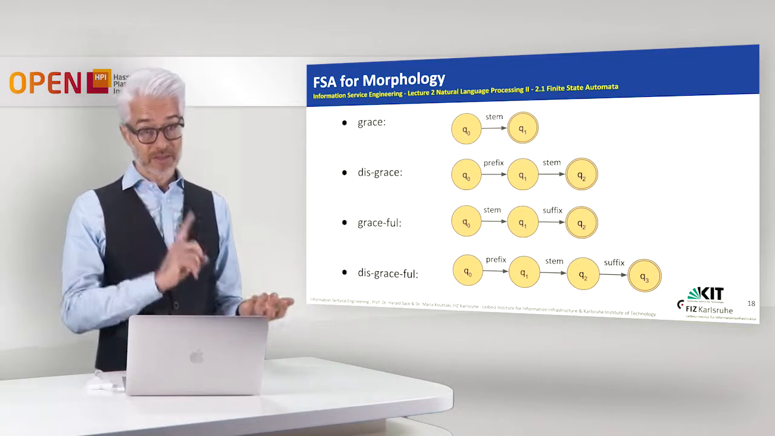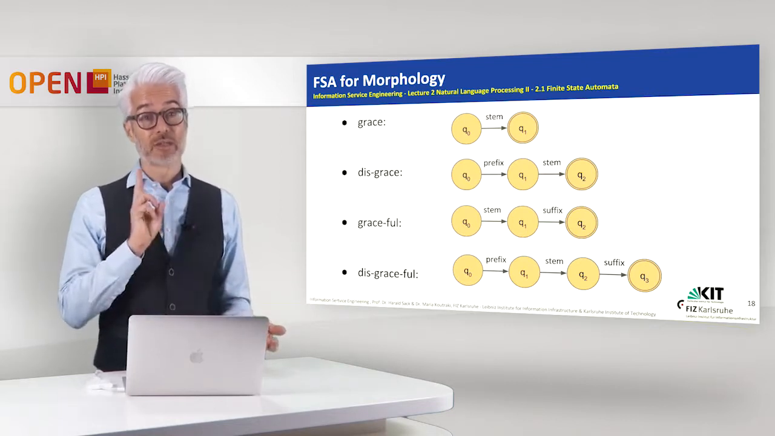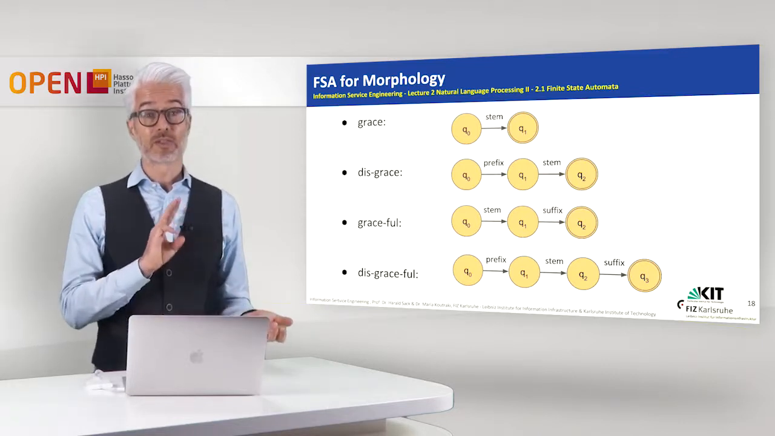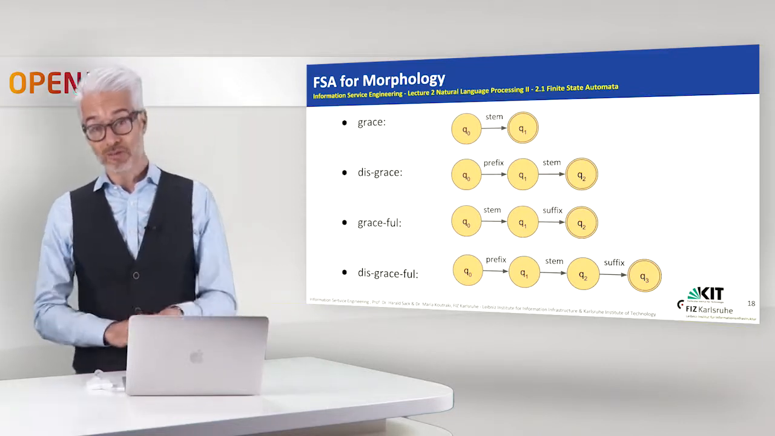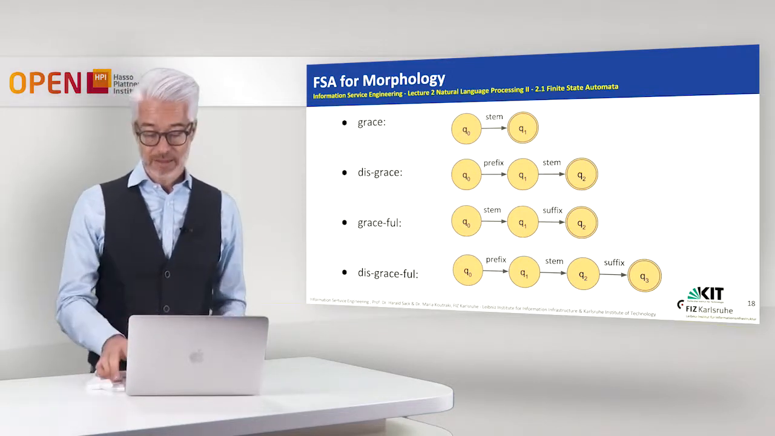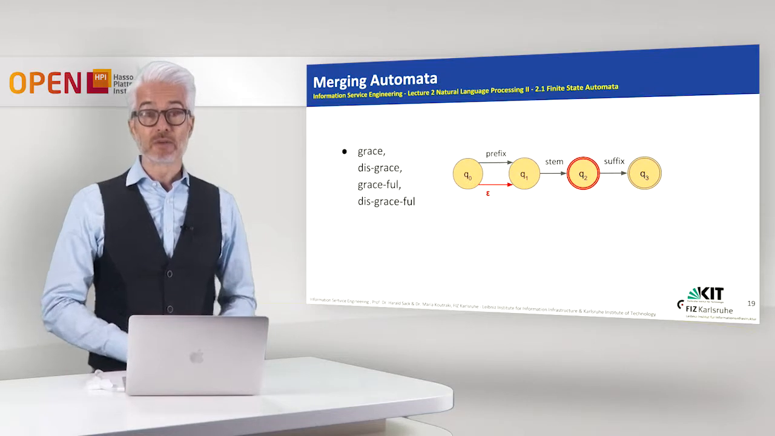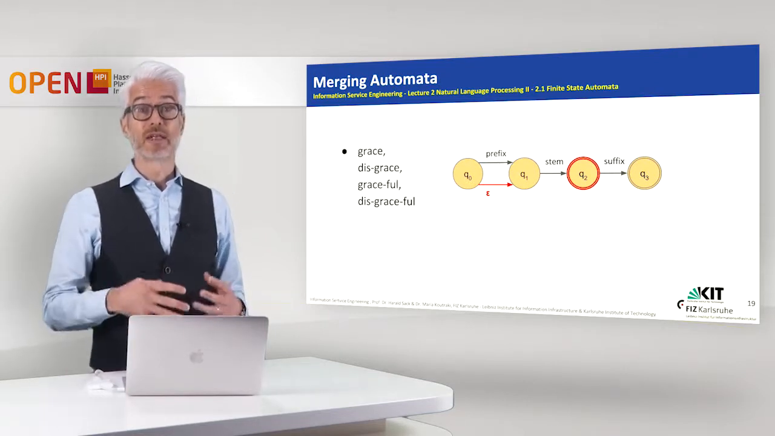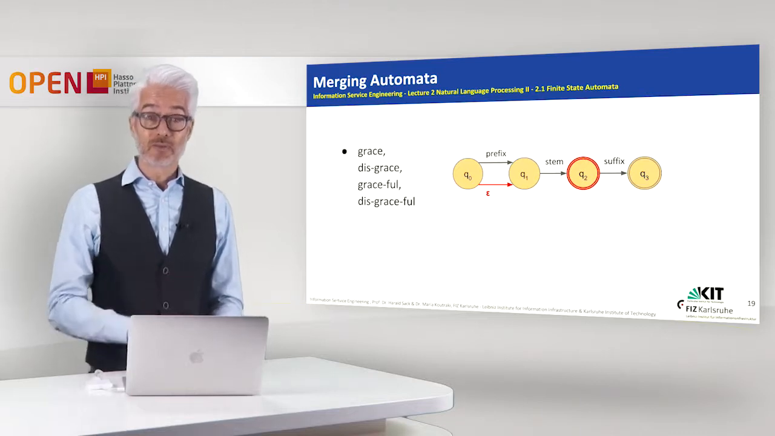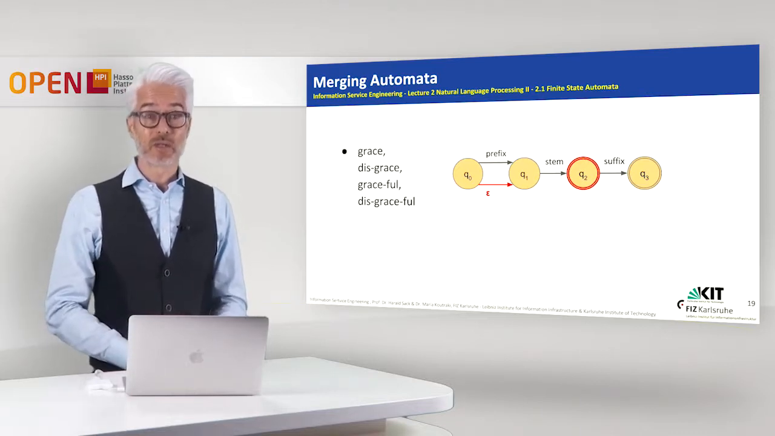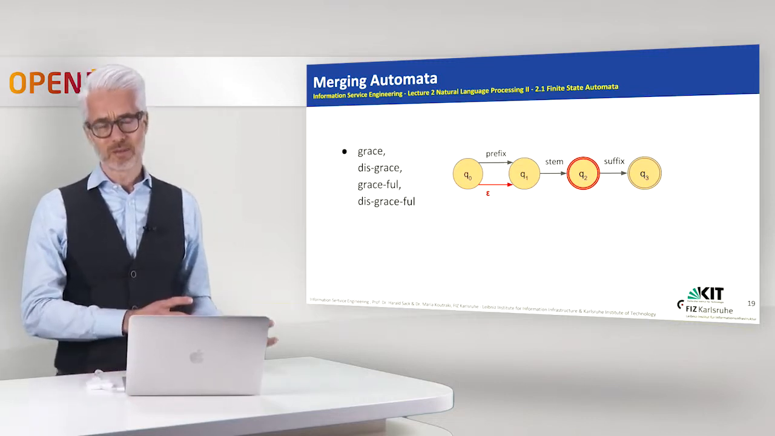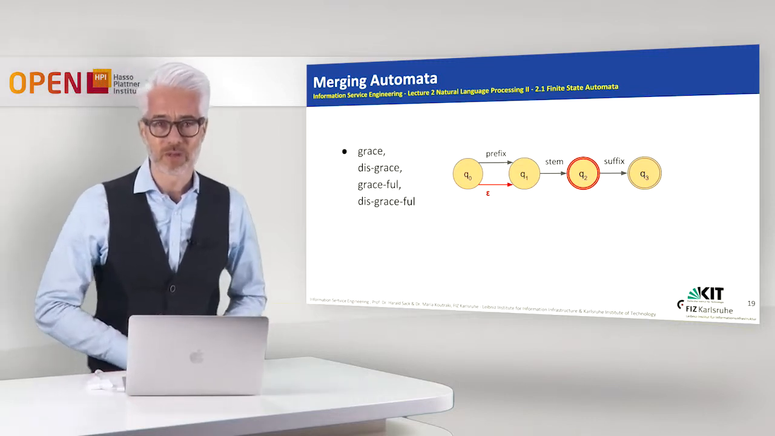So what you have to do is combine these four kinds of automata to detect first words which only consist of a stem, to detect words which consist of a prefix and a stem, then to detect words which consist of a stem followed by a suffix, or in the end all three together, prefix, stem and suffix. And you can do this by merging these automata into a non-deterministic finite state automaton. And this one, for example, is able to detect grace, disgraceful, disgrace, and graceful. Sorry, four words here.